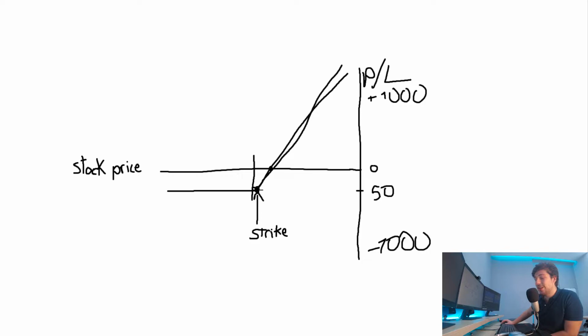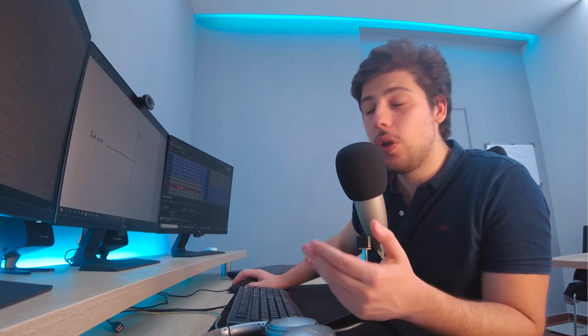You can see your break-even point. It's not when it goes in the money, which is right after the strike price. It's the strike price plus the premium you paid. So for example, if your strike is $100 and the premium is $10, your break-even point will be $110.